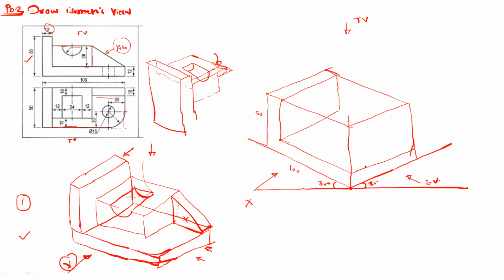We should draw the fillet of the radius R20. Okay, then you can complete this rectangular box. Okay, so for this, from this point up to this point, the total length is equal to 12 plus 12 plus 24, that is 48 mm.